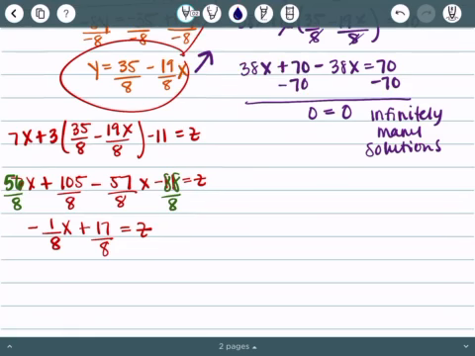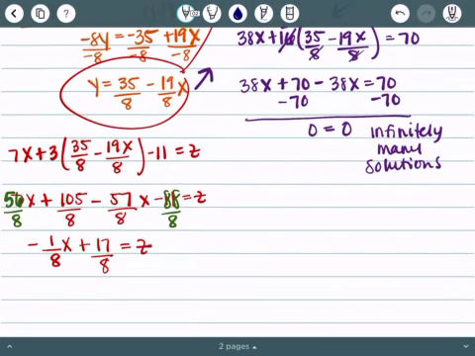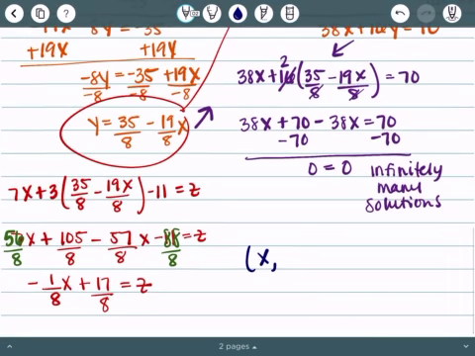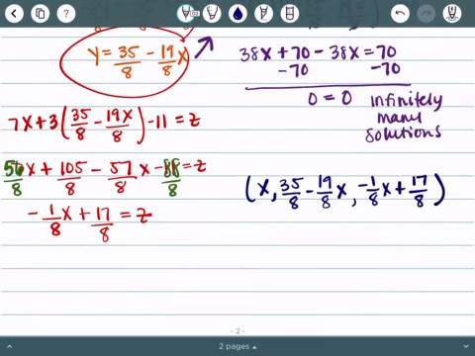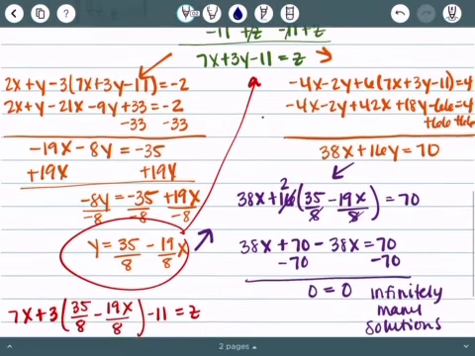So you write the final answer. Since we got x is infinitely many, we're going to define x as x. So then we're going to write y in terms of x. So y is 35 over 8 minus 19 over 8x. And then z is negative 1/8 x plus 17 over 8. And that's the final answer, because since there's infinitely many solutions, I can plug in any value for x, and then both my y and my z value just depend on whatever that x value is. So I know that was kind of confusing, but it's the same concept.